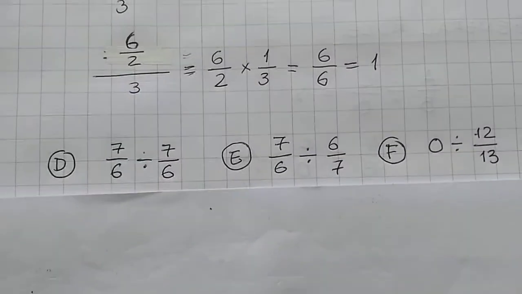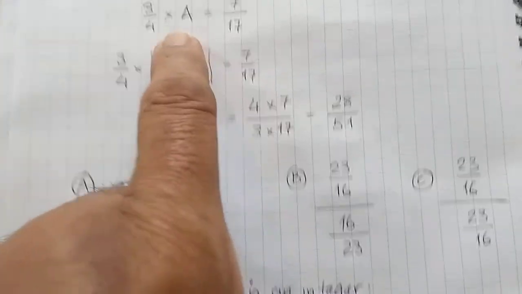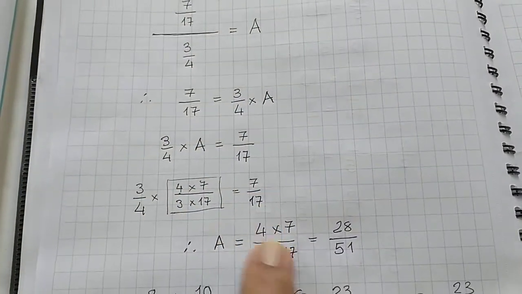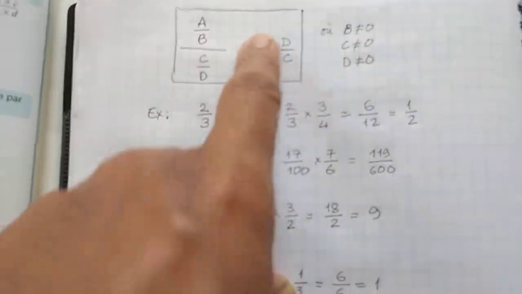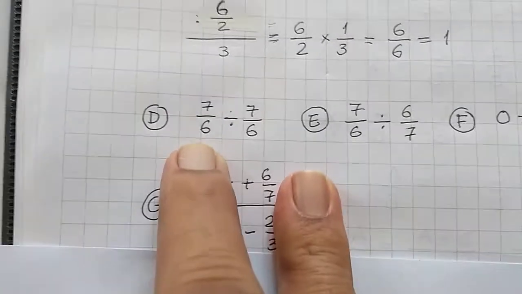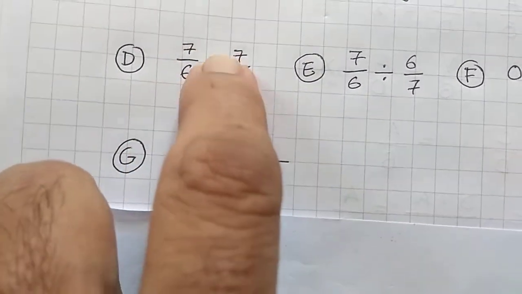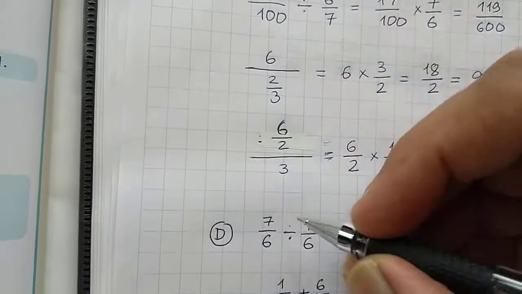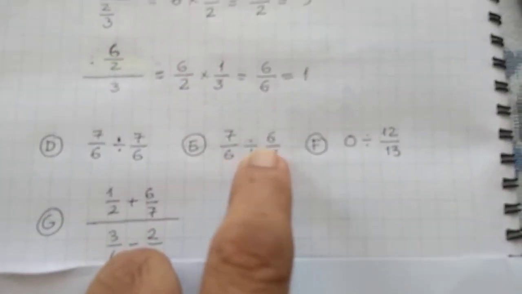Okay, so now we'll do 4 more problems. In the problems that I gave you, A, B, C, you have to use this whole process for each one of them. You have to use the box. In these 4 problems, you can just use the method now that you have learnt it. So 7 over 6 divided by 7 over 6. Can't see this dot very properly. There. This one is 7 over 6 divided by 6 over 7.